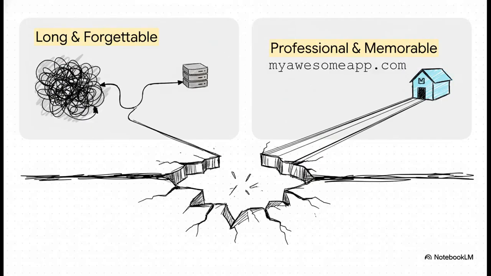And this just says it all, doesn't it? On the left, you've got the default AWS domain name, something like d111.111.abcdefg8.cloudfront.net. I mean, you can't remember that, I can't remember that, it just doesn't look professional. And on the right, that's the dream, myawesomeapp.com. It's clean, it's memorable, and it's your brand. So how do we get from the left side to the right side?